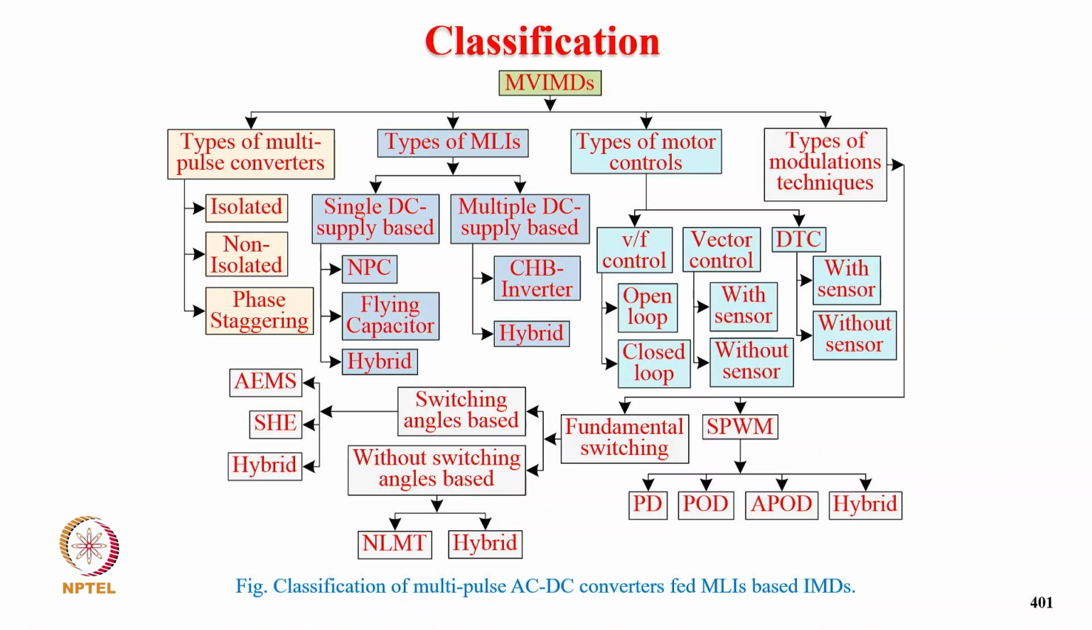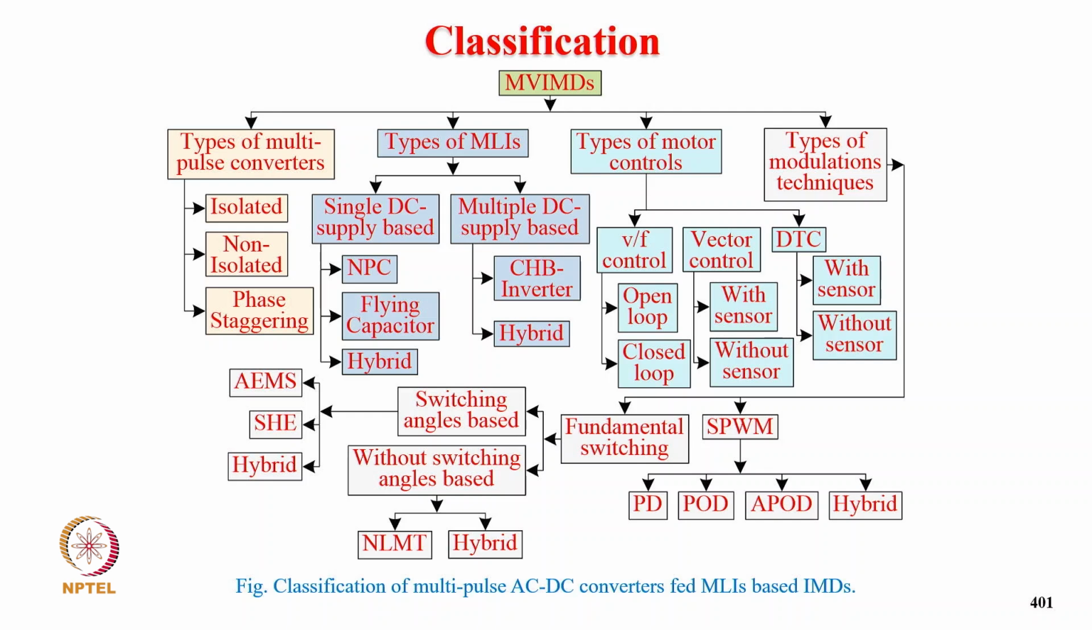So this medium voltage induction motor drive we classified into different categories. First is types of multi-pulse converter, like isolated, non-isolated, and phase staggering, and then the type of multi-level inverter: single DC supply based neutral point clamp, flying capacitor, hybrid, and second is the multiple DC based clamping, cascaded inverter and hybrid. And the type of motor control, like VBIF control, which is open loop, closed loop, or vector control with sensor, without sensor, and direct torque control with sensor, without sensor.